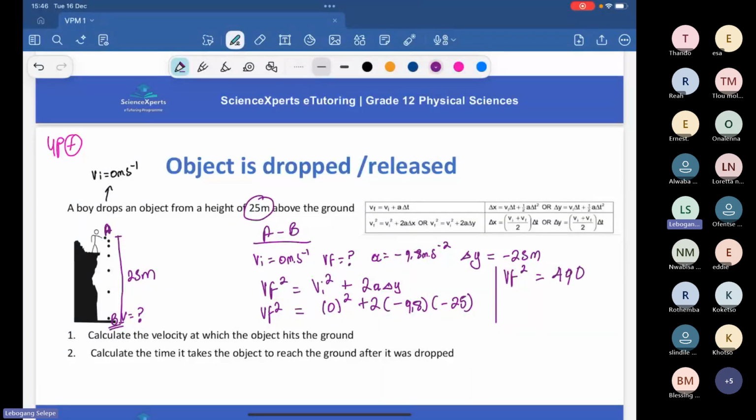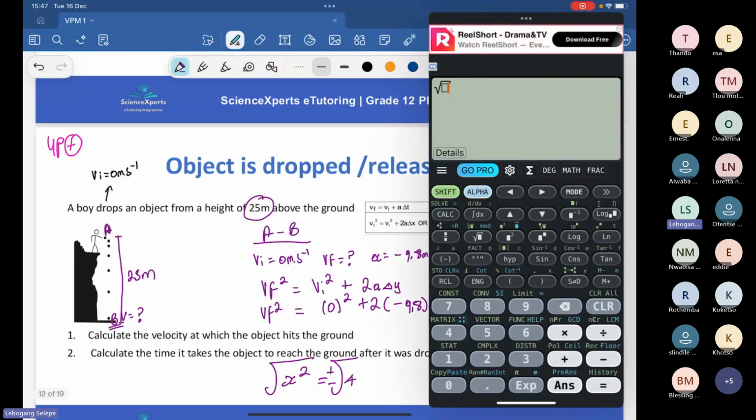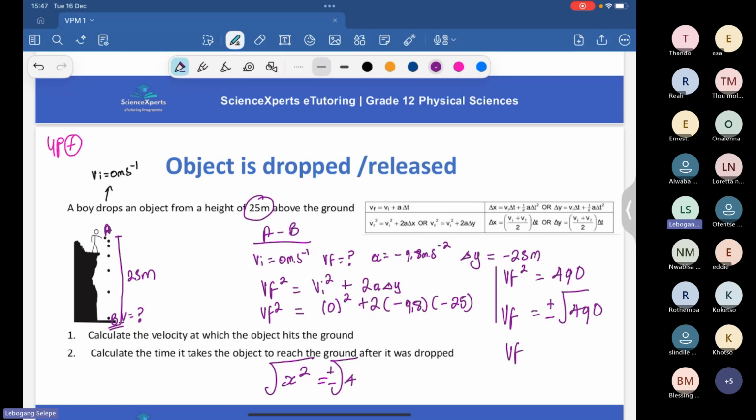Vf squared is 490. Now I'm going to teach you maths. When you have x squared equals 4, when you square root both sides, you need to put a plus or minus. I hope your maths teacher taught you this. So now our Vf would be plus or minus the square root of 490. The square root of 490 is 22,14.